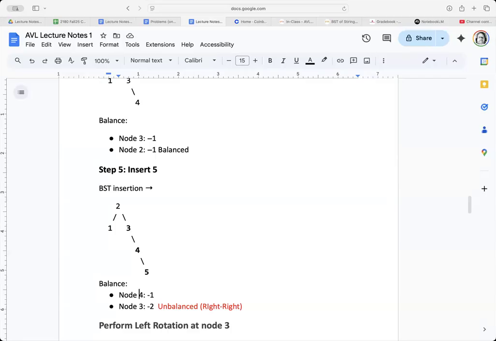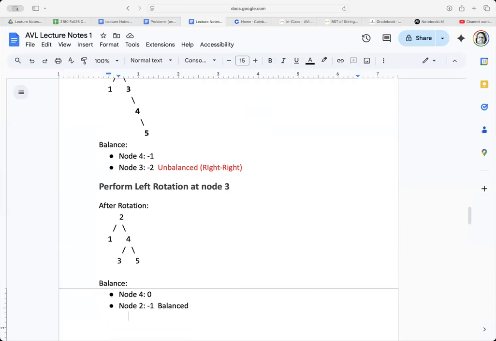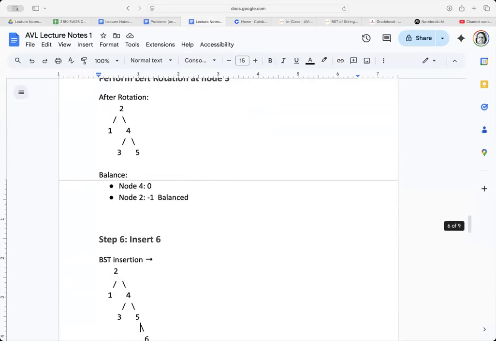Okay. And we have to do something about it. So again, we're at a right issue. So the right issue means we have to do a left rotation. We're going to grab the 4, pull it up. 3 will go down to the left, and the 5 will go to the right. Okay. So we do that. We now have to check the balances. We look at node 4. We're at 0. We have one left and 1 right. At 2, we're 1 minus 2, which is -1. We're still okay. So no issues there.